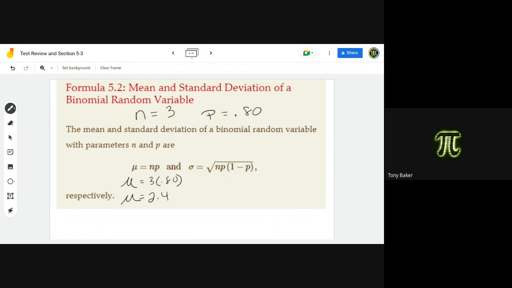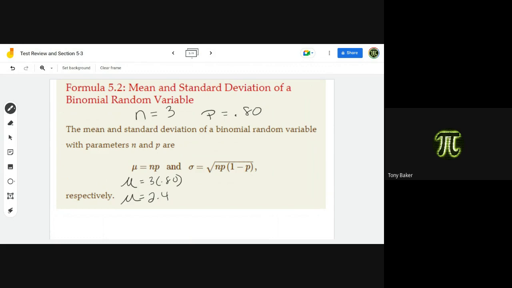Wait, why do you have two means? Confused. I don't have two means. I have one mean. You wrote mean equals 3 times 0.80, and then mean is equal to 2.4. That's what 3 times 0.80 is. Oh, okay. Sorry, my brain wasn't awake for a second there. It's okay. It's early in the morning.